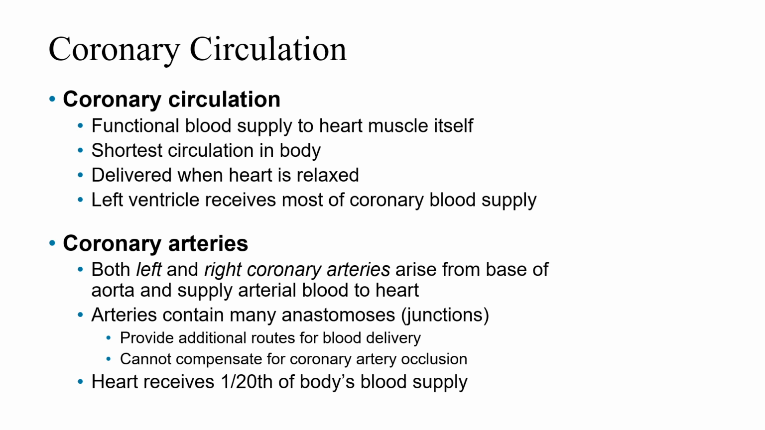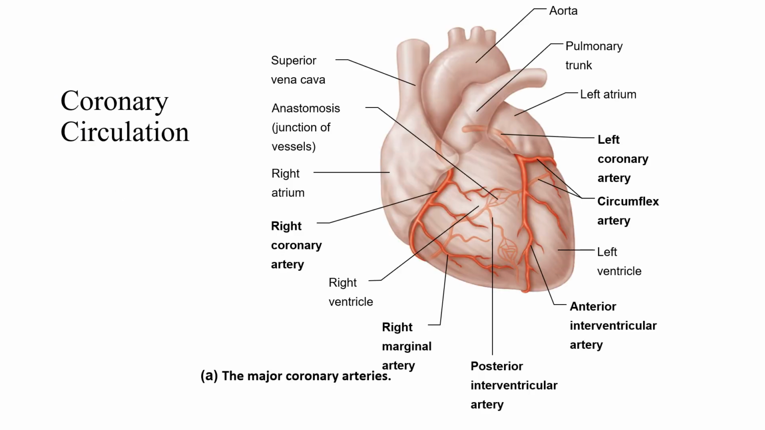So, as mentioned before, the heart only being fist-sized, 250 to 300 grams, it's very impressive that it's actually consuming about 5% of the body's blood supply. But think of how often it's pumping and how hard it's working. Okay, and so here they're showing us the major coronary arteries. So the right coronary artery, the right marginal artery going across, posterior intraventricular artery, anterior intraventricular, circumflex, and left coronary.